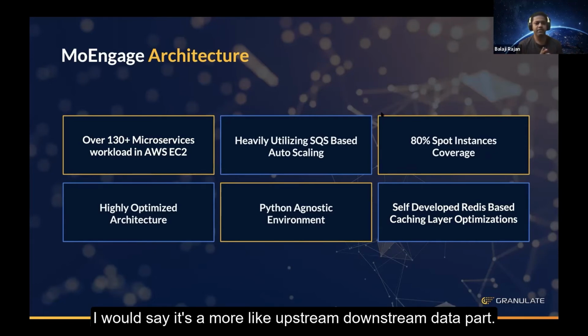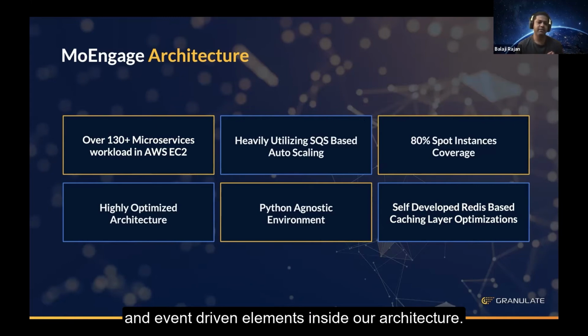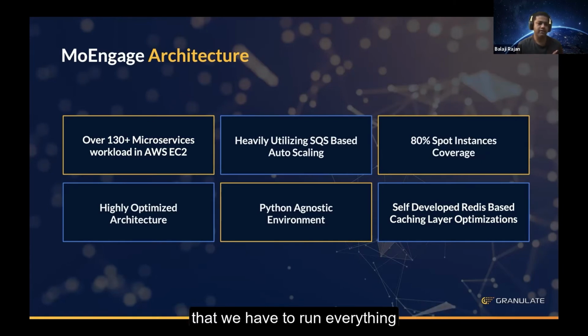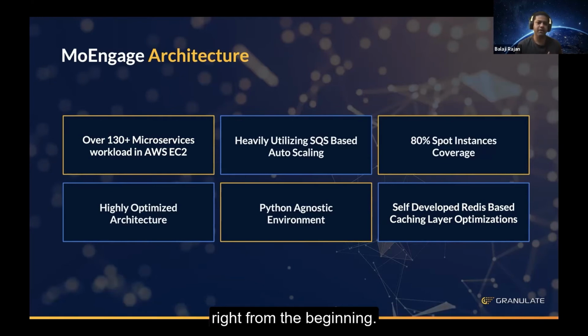It's more of an upstream, downstream data pipeline, and we involve a lot of data-driven and event-driven elements inside our architecture. We also have a lot of decoupling inside our architecture, so that making changes in one service will not impact other code bases. Right from the beginning, we were very clear that we have to run everything in a service-oriented architecture in a very well decoupled manner, in order to handle disaster, any failure, or any kind of scaling aspects. So we have been focused on microservice architecture right from the beginning.